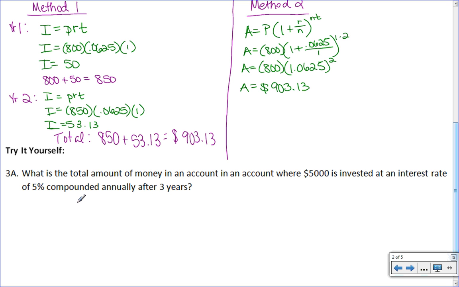Alright, and for this problem, the total amount after 3 years should be $5,788.13.